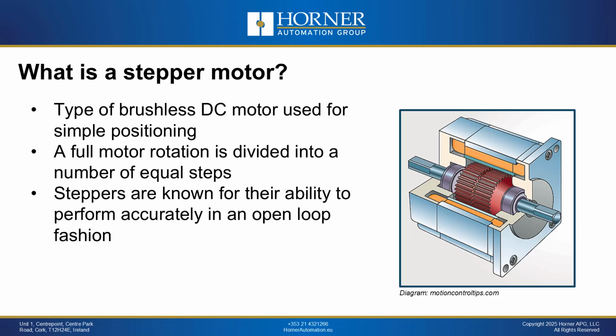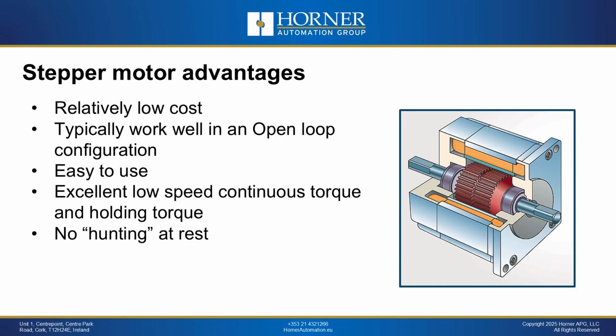What is a stepper motor? It is a type of brushless DC motor that is used for simple position applications. The way a stepper motor works is that a full motor rotation is always divided into a number of equal steps. It could be 200 steps per revolution, could be 400, or could be 1,000 of steps per revolution. Steppers are known for their ability to position without requiring any kind of encoder feedback, so they work well in open loop.